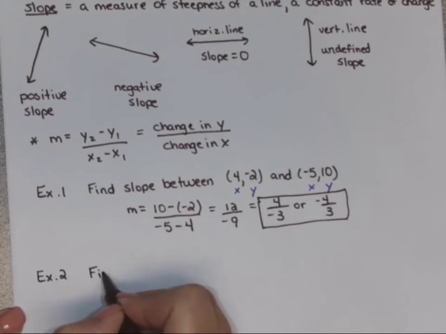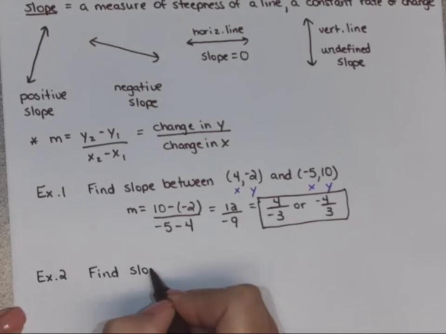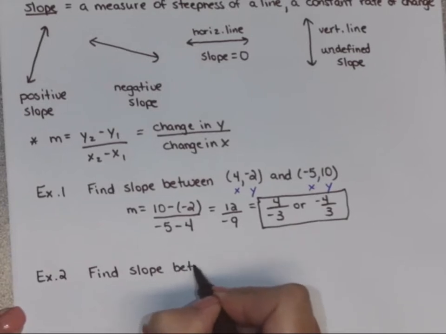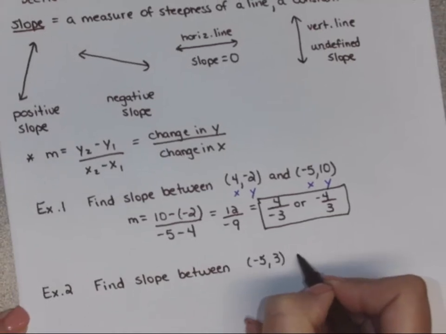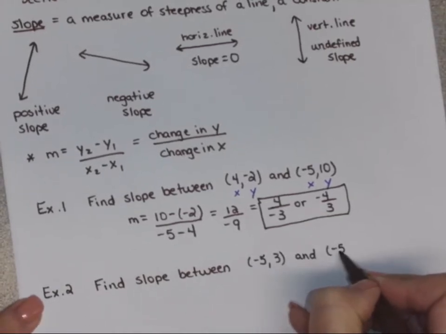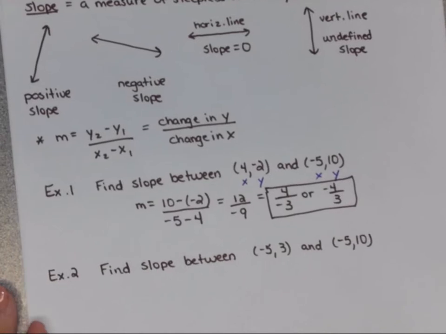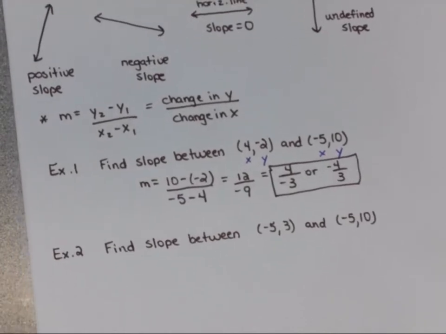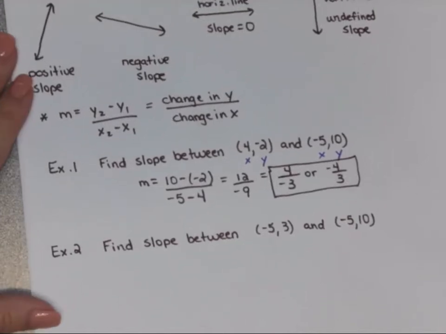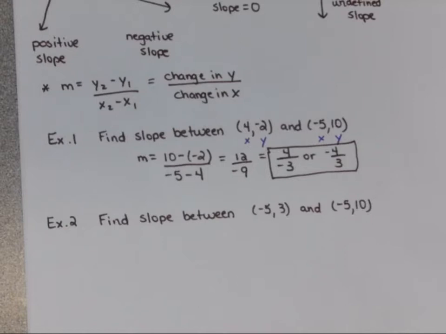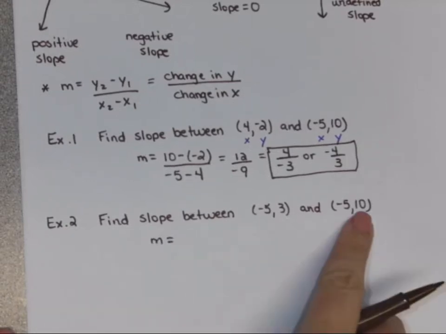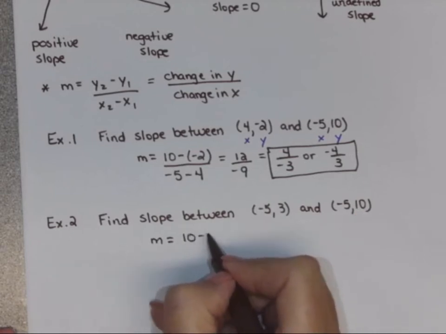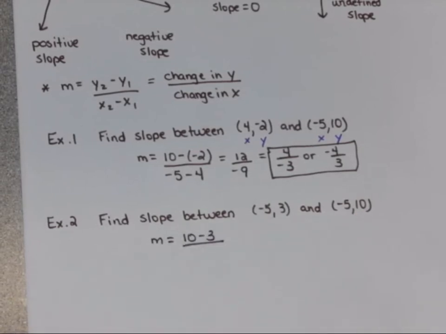All right, so let's do one more slope question, and then we're going to maybe use slope when we talk about lines. So what about this one? So find the slope between negative 5, 3 and negative 5, 10. So we're going to do our slope formula. Okay, so we're going to start with the second y, right? So 10 minus the first y, which is 3.